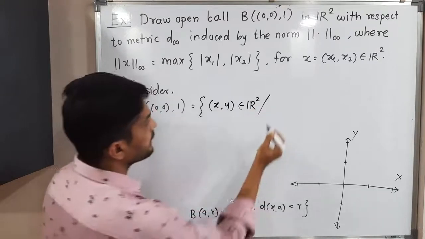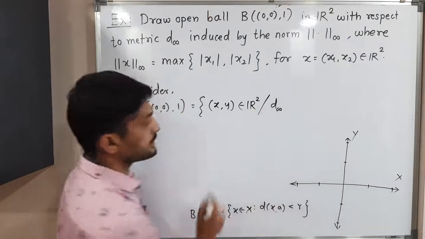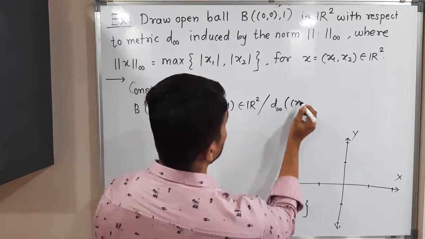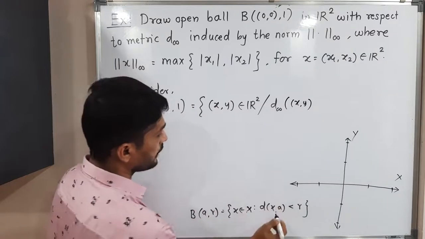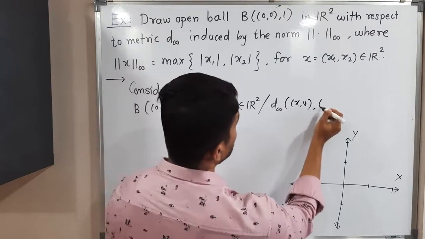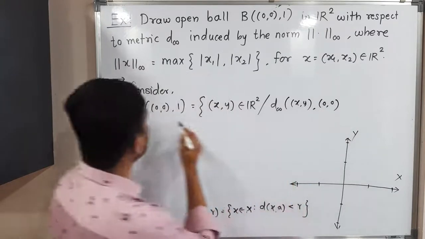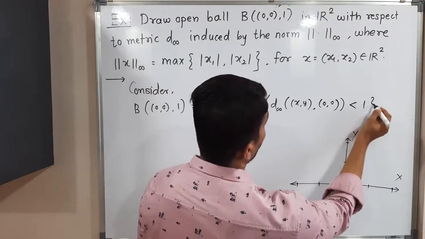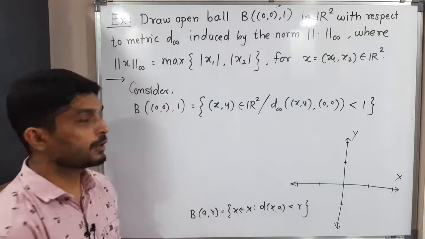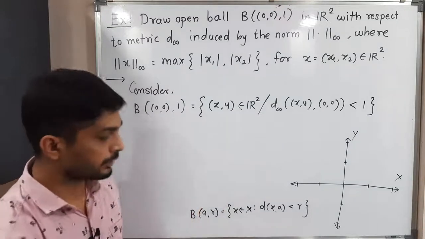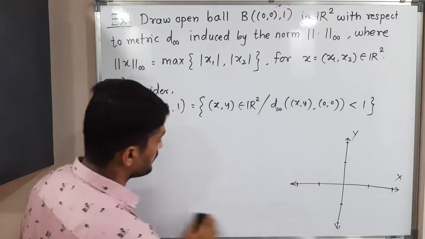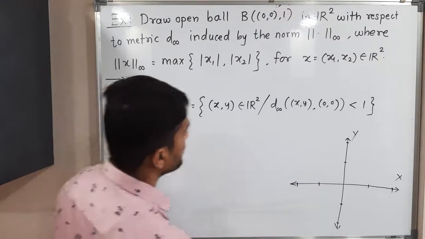Such that d of, but I should write d infinity since the given metric is d infinity, d infinity of (x, y), comma, a means the center. The center of the ball they have given is (0, 0), less than the radius, which is 1. They have clearly mentioned the radius is 1. So we follow the definition and I wrote this. Let me remove it so we will have some more space to solve this example.